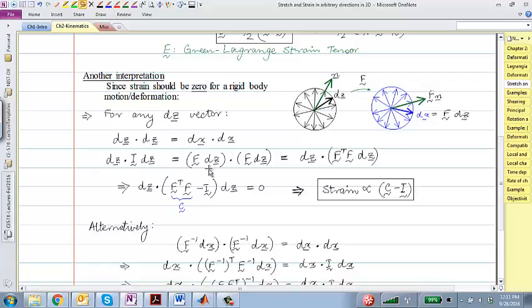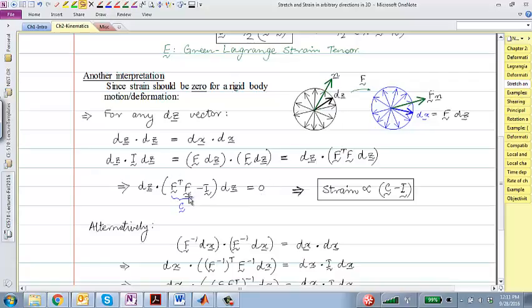For dx, I'll replace that with F dz. That's the definition of F. This also is the definition of F. I'll use the definition of transpose to write it in the form dz dot F transpose F dz. And then I'll take this I to the right hand side and I can write it as dz dot (F transpose F minus I) dz equal to 0. Should that be a scalar, a vector, or a tensor? That's 0.